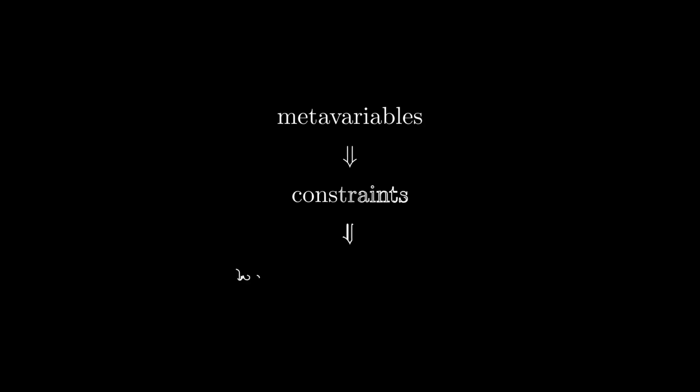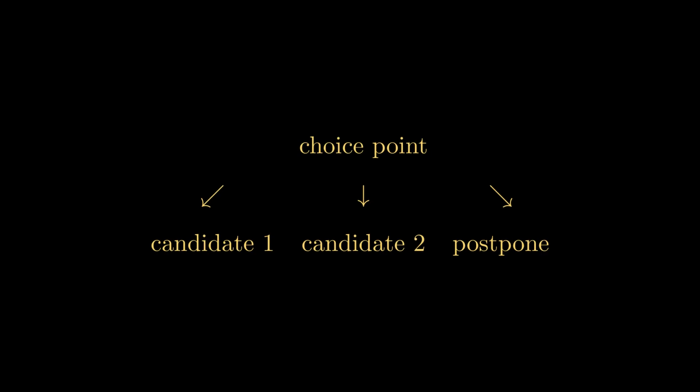Their algorithm is organized around constraints. Some constraints are easy equations, others create choice points. A name may be overloaded. A definition may or may not be unfolded. A higher-order problem may have several plausible shapes.